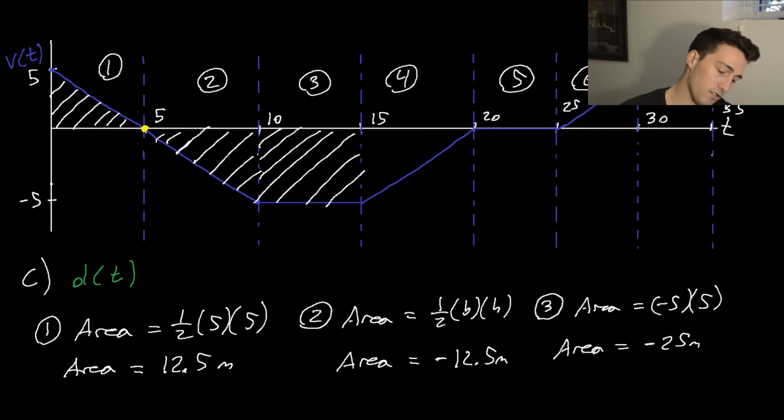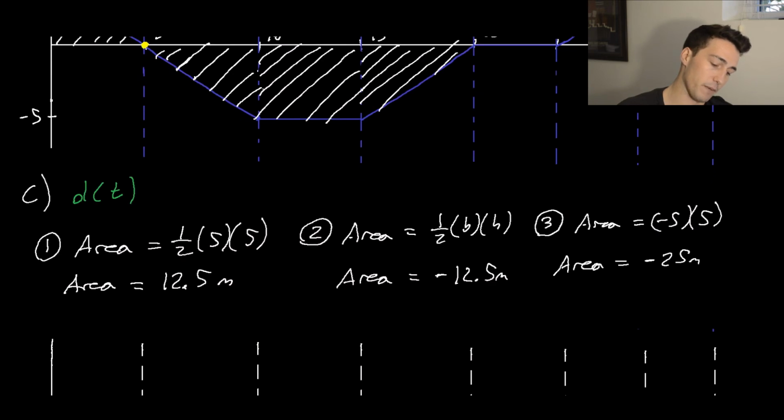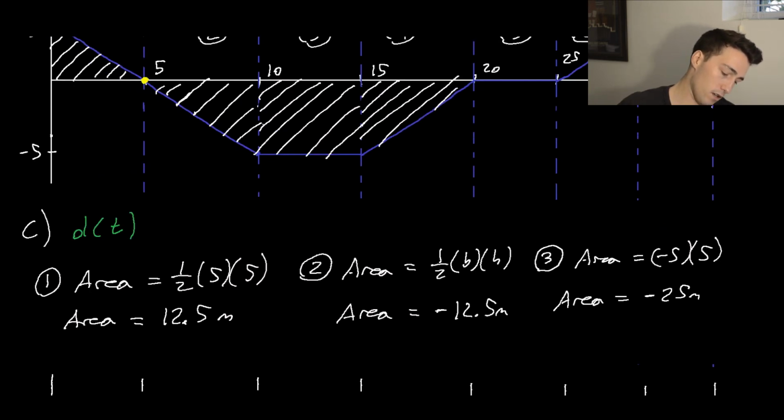Now we're going to move on to section 4, and this is where you can start using symmetry or geometry. 2 and 4 are the same exact triangle, it's just flipped. They're going to have the same area, but it's still going to be negative because of the negative value of the velocity. So we're going to have area 4 equal to -12.5.